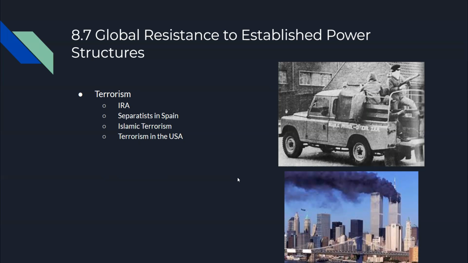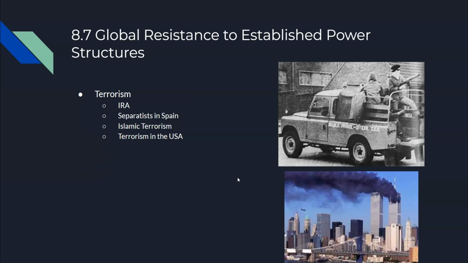Along with that, you have separatists in Spain who want independence for the Basque region in northern Spain, and their actions led to more than 800 people being killed and many others injured. And basically the separatist group, the ETA, declared an end to its violent actions and promised to work within the political system to achieve Basque independence.